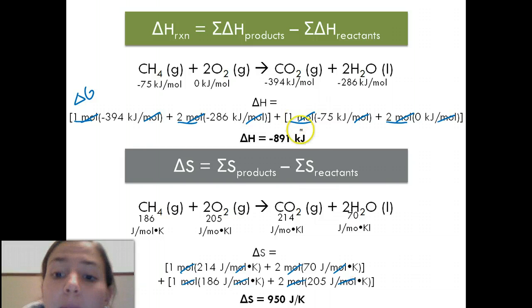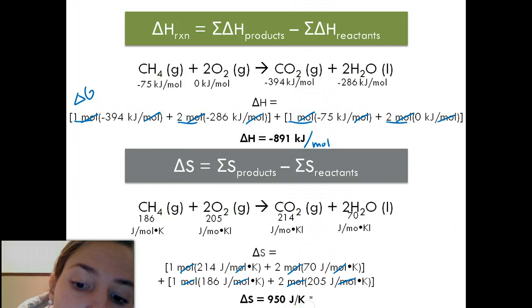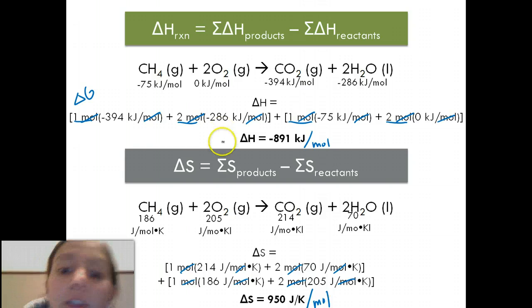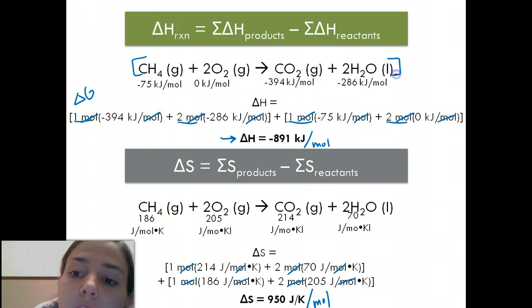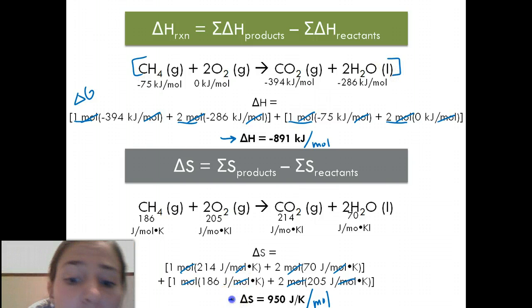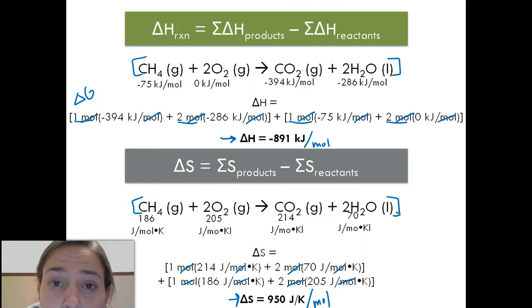However, a lot of times what you'll see is they're expressed in per mole units anyways. That's because they're assuming that this is the change in enthalpy per mole of this equation, or that this is the change in entropy per 1 mole of the equation.